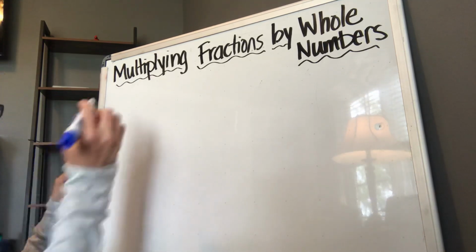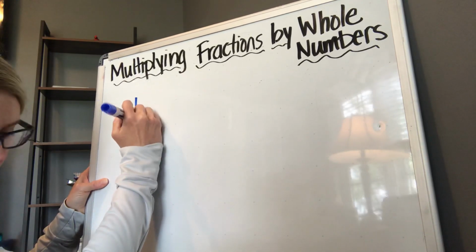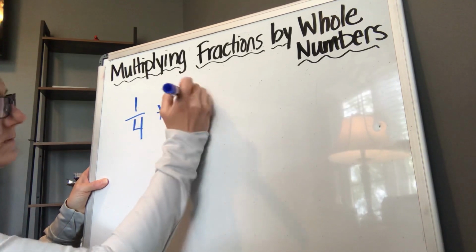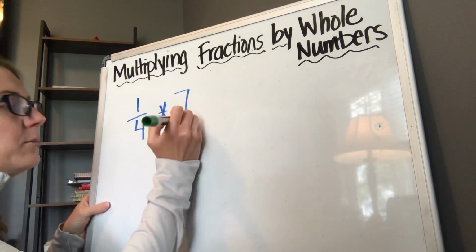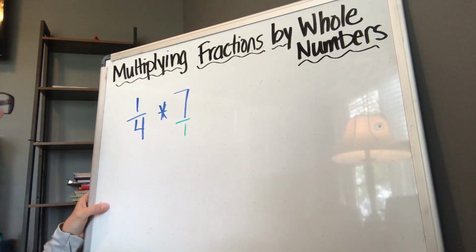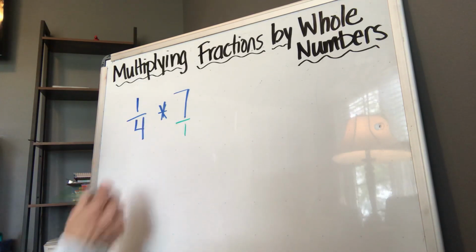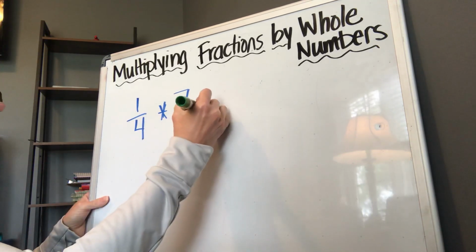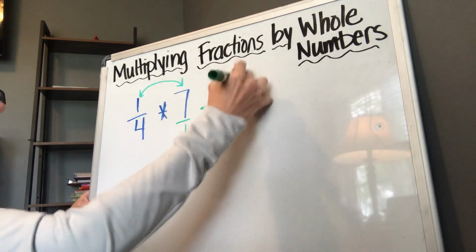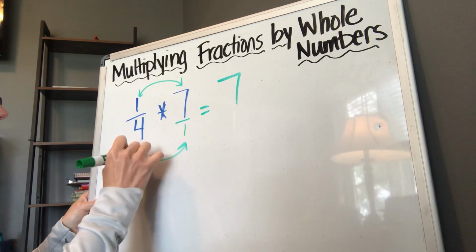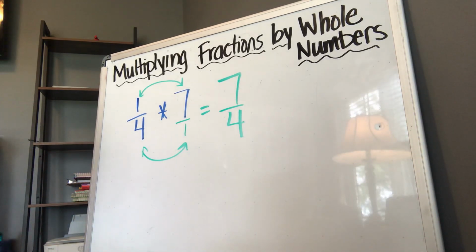The first one that I'm going to solve is 1/4 times 7. To solve this problem, I would start by putting my whole number over 1 to make it a fraction, because 7 written as a fraction in lowest terms is 7 over 1. Then I could simply multiply on the top, so multiply 1 times 7, and that's 7. Then multiply on the bottom, 4 times 1, that's 4. So my answer is 7/4.